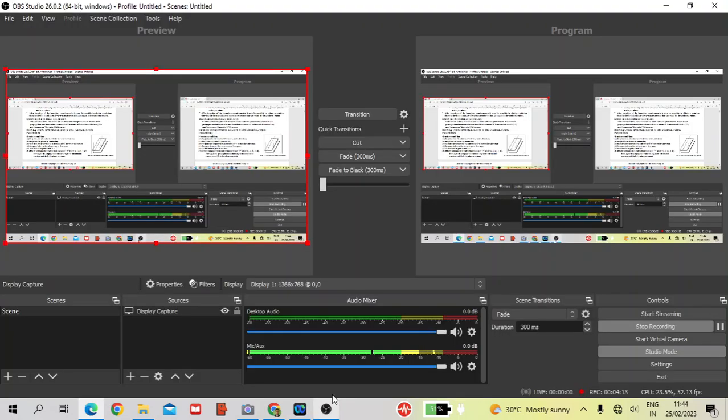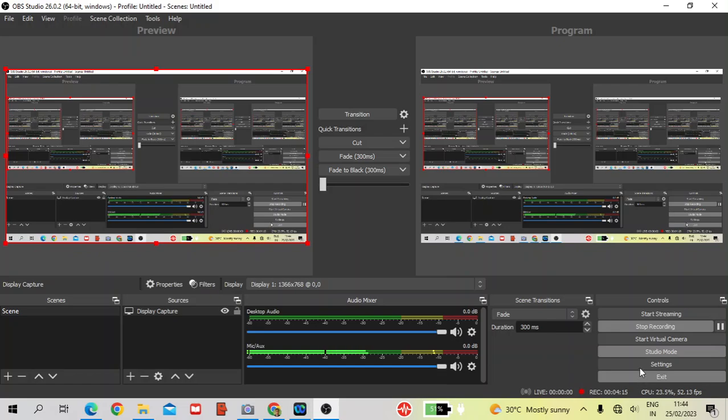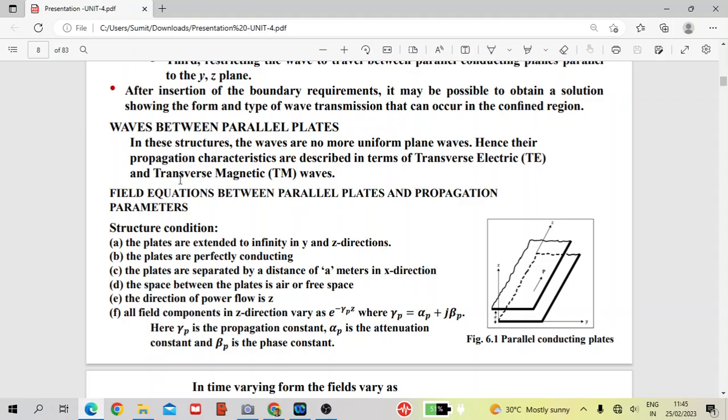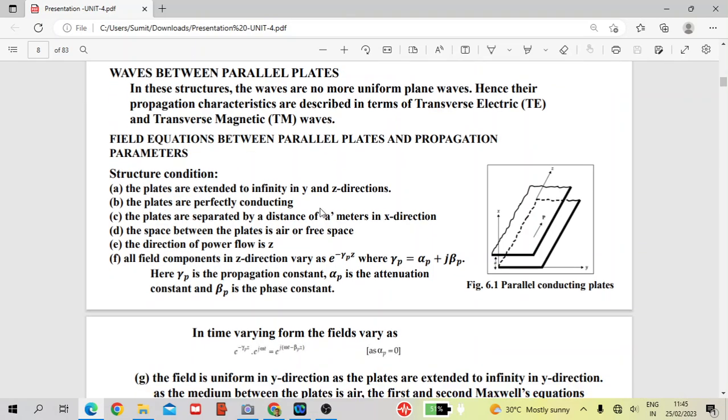So here you can see... okay. Now, field equations between parallel plates and propagation parameters.